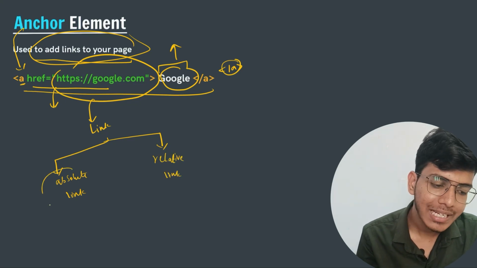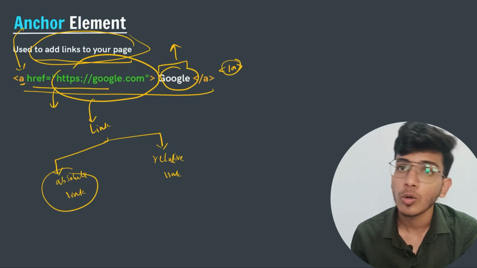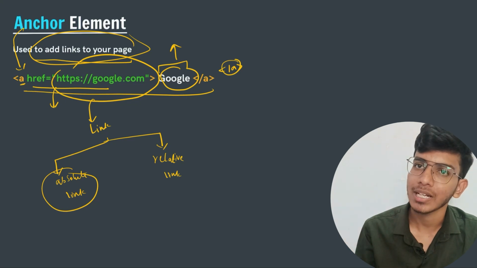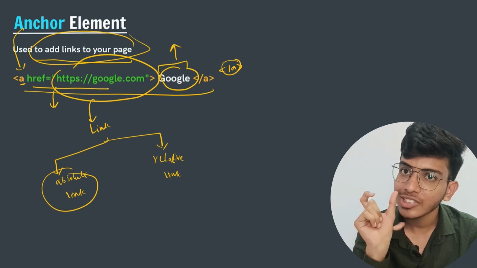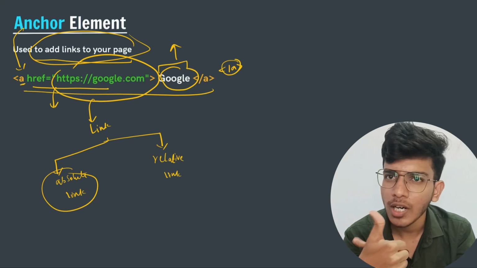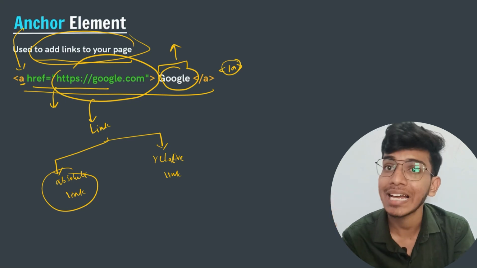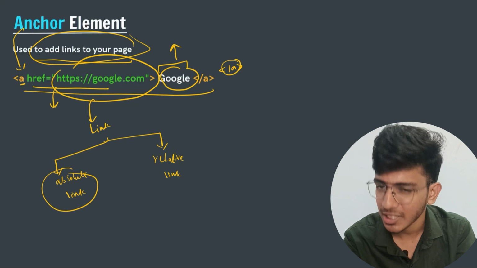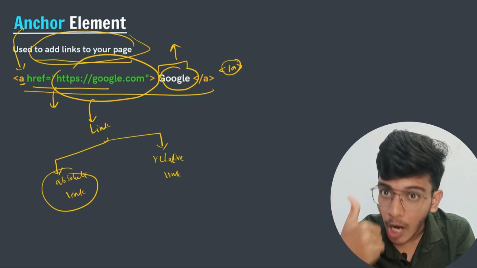So absolute link is nothing but a link which you are getting from the internet. For example, google.com. This is an absolute link. There is already an existing website, and you're taking the link and pasting it in your platform. So this is known as an absolute link. You're not creating something, you're copying the link of that site and pasting it in your anchor tag. That is known as an absolute link.